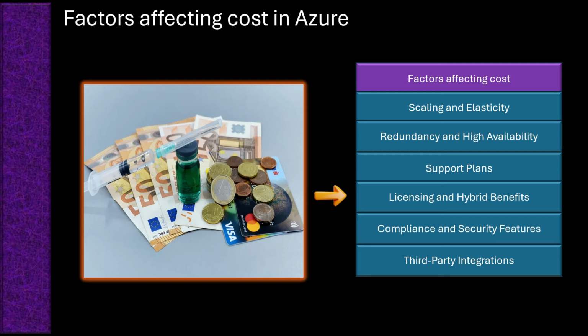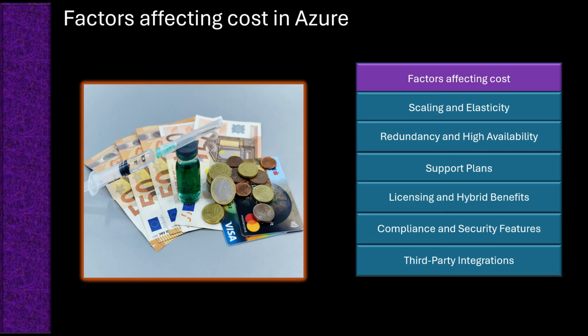Licensing options such as using existing licenses via Azure Hybrid Benefit can significantly reduce costs for Windows Server and SQL Server. Enabling features like Microsoft Defender or advanced monitoring adds extra cost, though it enhances your security posture. Integrating tools like GitHub, Power BI, or other SaaS applications into your Azure environment may also add to the overall budget. So overall, for optimizing cost, you should use Azure Cost Management and Billing to track and optimize spending.